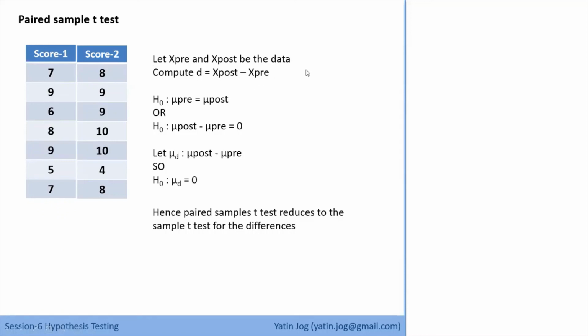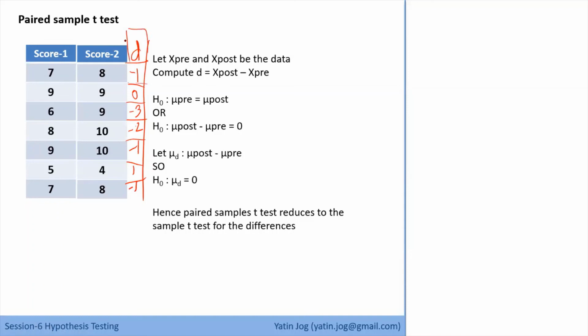So indirectly what I am doing is creating a third column D, where I am storing all the difference values. So 7 minus 8 is minus 1, 9 minus 9 is 0, 6 minus 9 is minus 3, 8 minus 10 is minus 2, minus 1, 1 and minus 1. So these are my D values. So compute the D value.